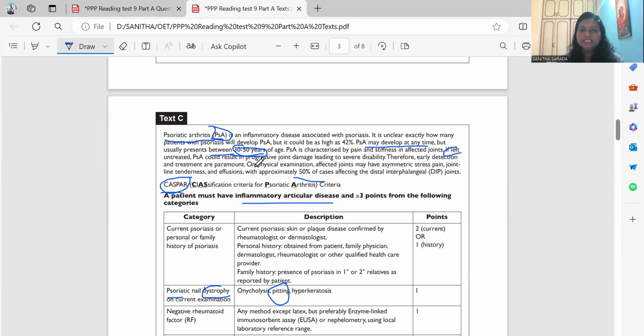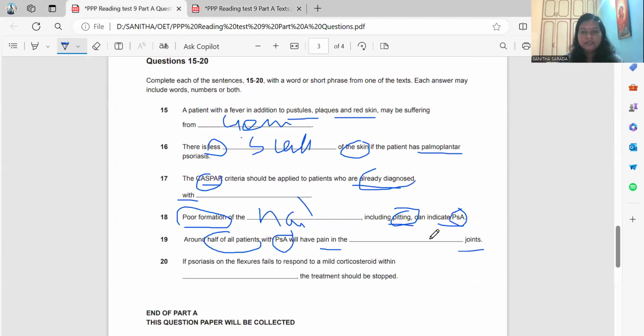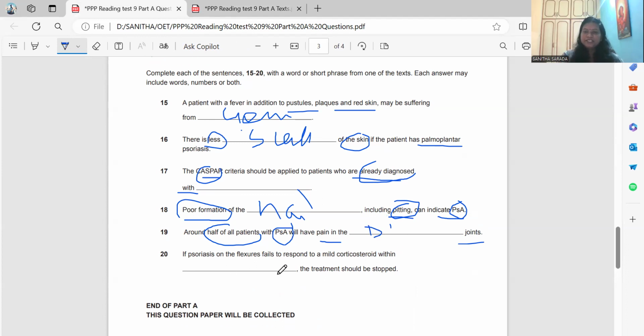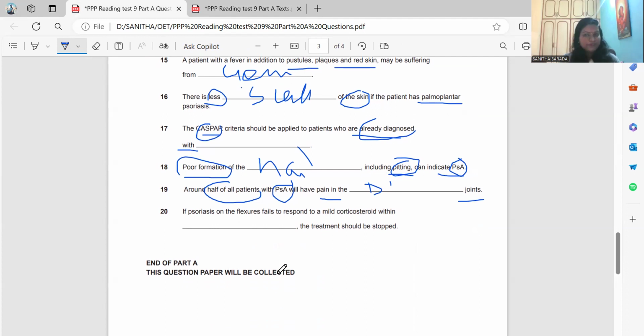So we have to read. On physical examination, affected joints may have symmetric stress pain, joint line tenderness, and effusions, with approximately 50% of cases affecting distal interphalangeal joints. Okay, what is that? The distal interphalangeal joints. The pain in the distal interphalangeal. You have to write distal interphalangeal joints. So the last question, you are going to find out the answer.